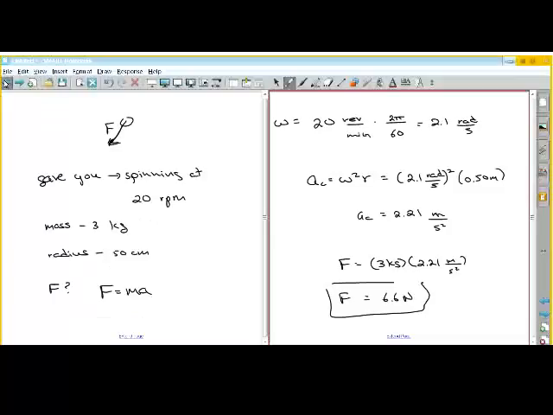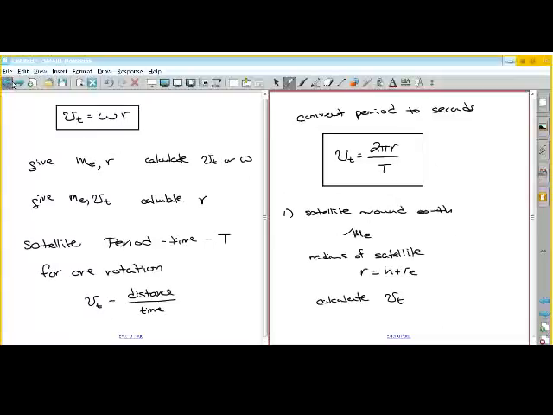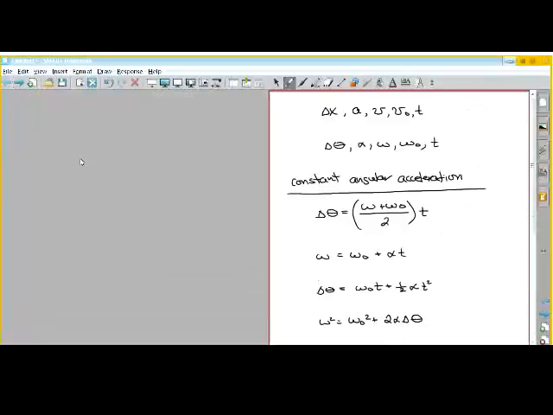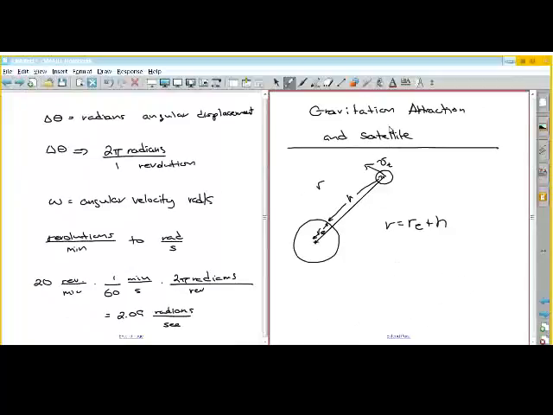5 problems. One is involving one of these constant acceleration problems. So using these 4 equations, so make sure you write those down.